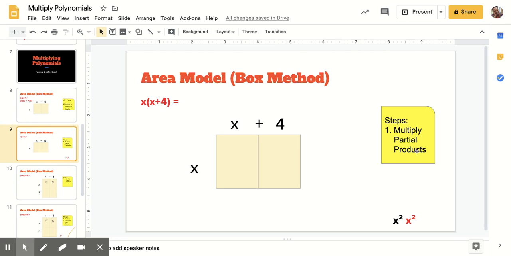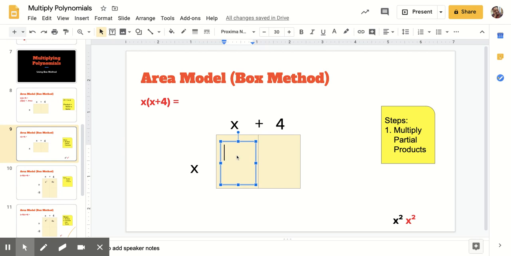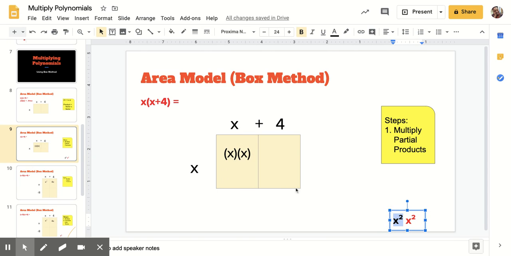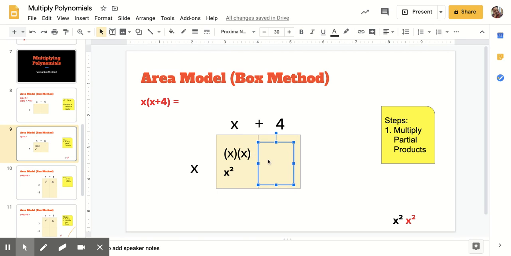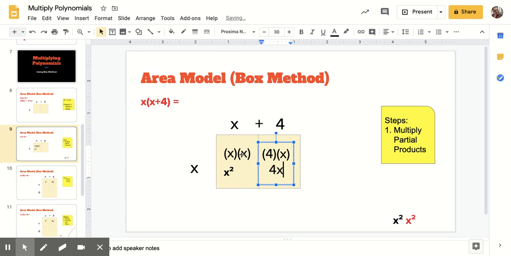Our first step is to multiply. We're going to get partial products. So x is the monomial times x plus 4 the binomial. So we're going to multiply x times x, and if we multiply x times x, we're going to get x squared. And next, we're going to multiply 4 times x, for x times 4, same thing, and we get 4x.